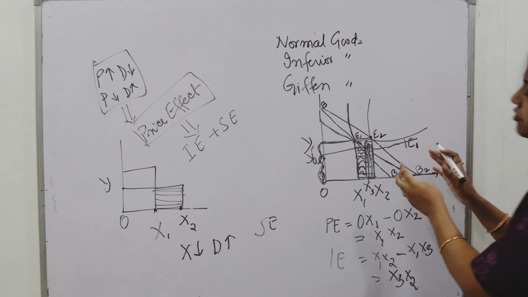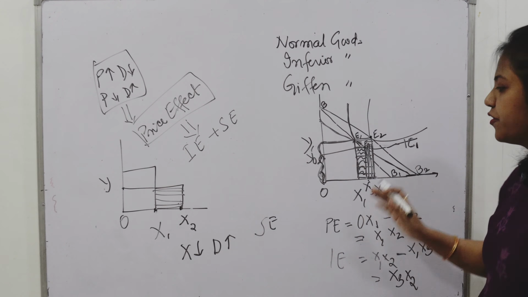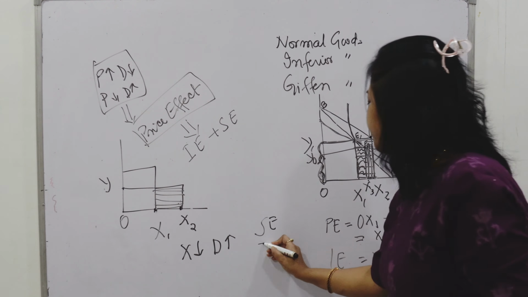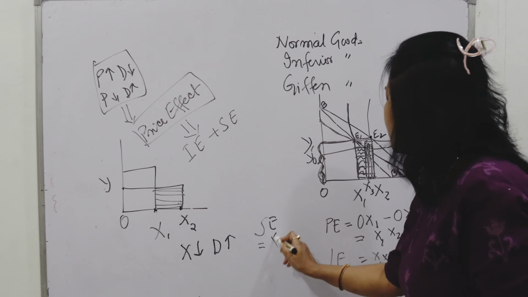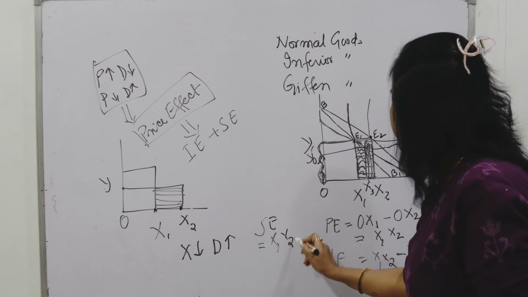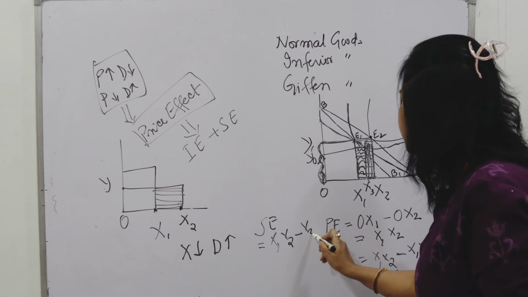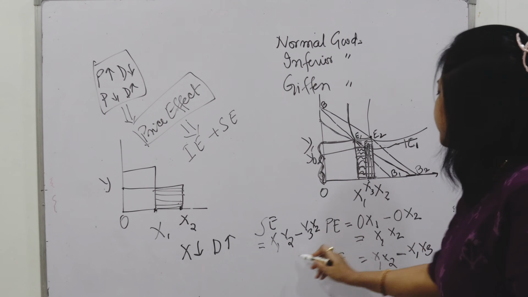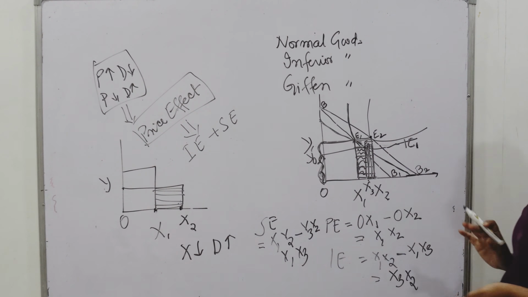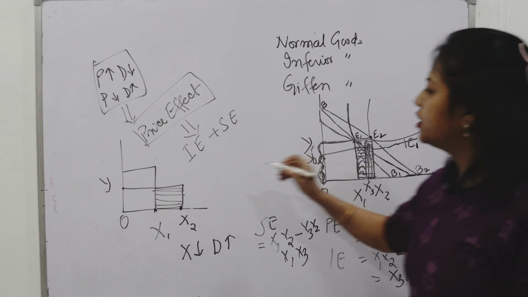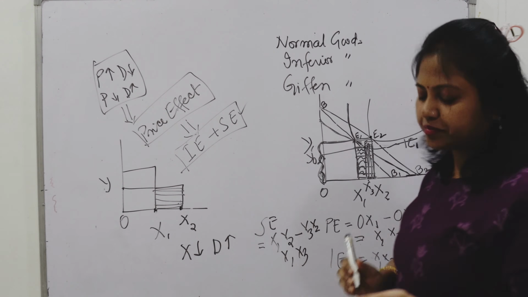I know that the graph is clumsy, but I have already made this video earlier, you can refer to it. So substitution effect is equal to, so what is your price effect? Price effect is X1, X2. When you minus the income effect, what was the income effect? X3, X2, then what you get is X1, X3. This is your substitution effect. So friends, done. We understood what is income effect and what is substitution effect.